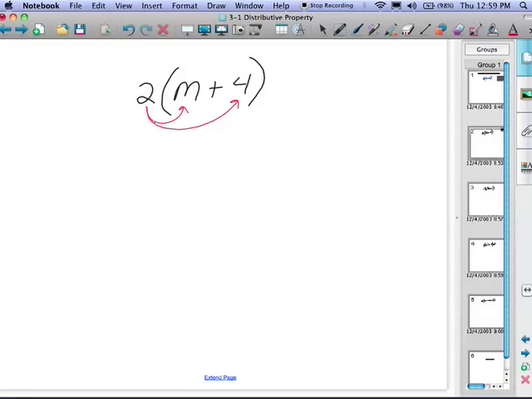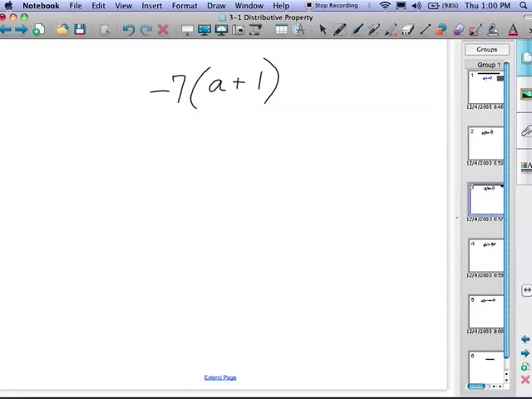So first we have 2 times m, which gives us 2m. It's addition inside the parentheses, so we'll keep it addition as we move on. And then finally we will do 2 times the second number, which is 4. 2 times 4 is 8. So 2 times m plus 4 can be simplified to 2m plus 8.